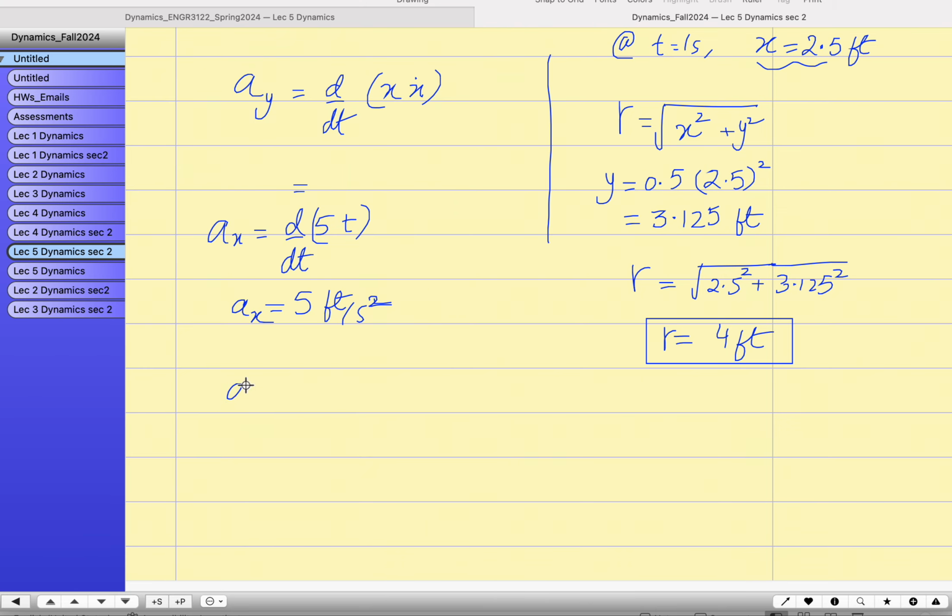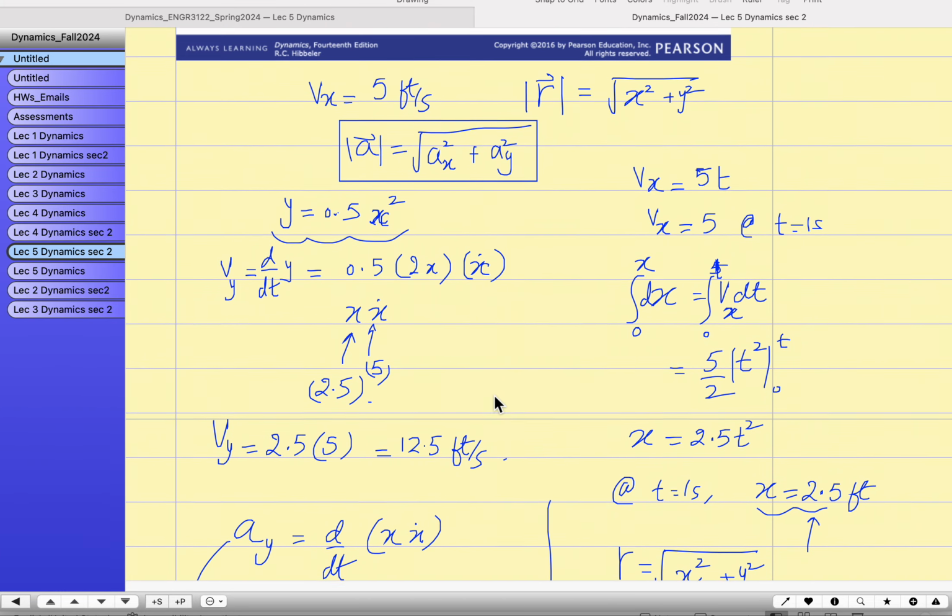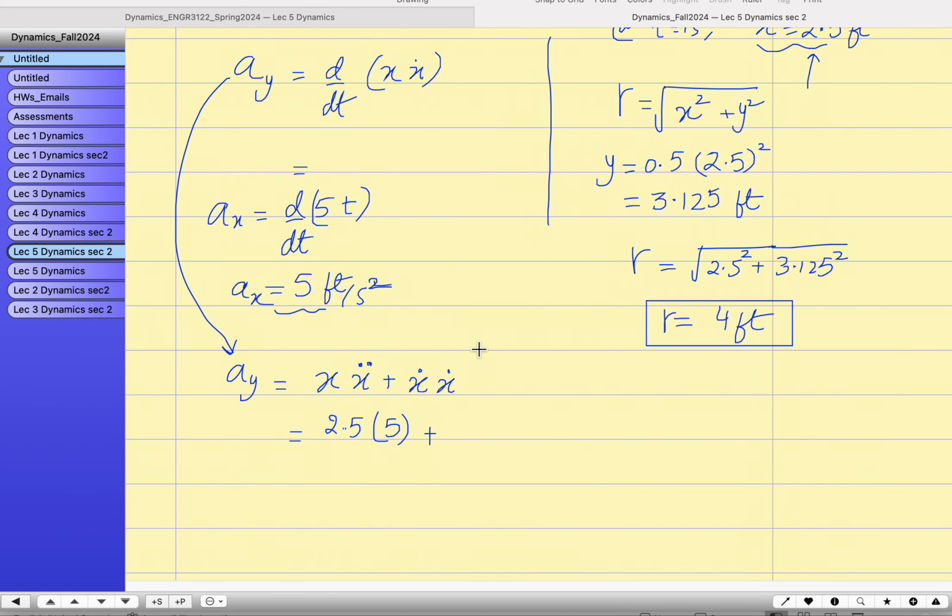In order to find ay, look over here, you have to apply the product rule of differentiation: first function times the derivative of second function, plus second function times the derivative of first function. And now what is x? We already found this is 2.5 feet. Can I write down 2.5 feet here? And what is ax? It is equal to 5 feet per second square. What is x dot? We already know this is 5 at 1 second. So 5 square. And if you solve for this, you should get 37.5 feet per second square.